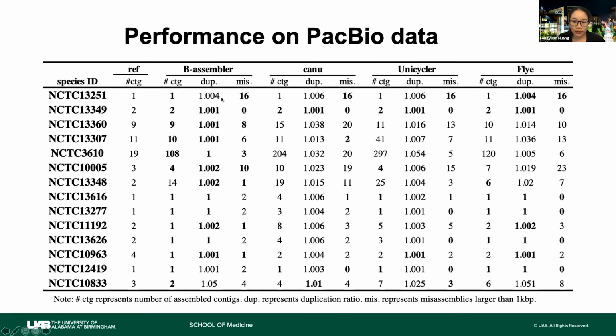As this table shows, the bold number indicates the best performance among tools. Overall, backsembler got the least number of contigs, and it also outperformed other tools in resolving the duplication, resequencing, and generating the minimum number of misassemblies.